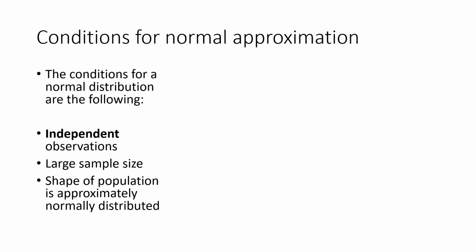Here are some general conditions for a normal approximation. One is independent observations. This means that one point should not affect another point. Let's say the average number of people in a plane is 100. We assume that those people are not related, so there's no family of four where either those four would appear on the plane or those four would not appear on the plane. The next is a large sample size. This varies depending on if it's a binomial or a Poisson, and the shape of the population is approximately normally distributed. So it follows roughly a shape like this.